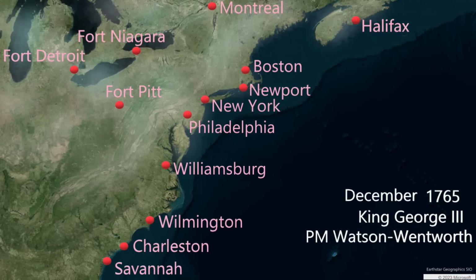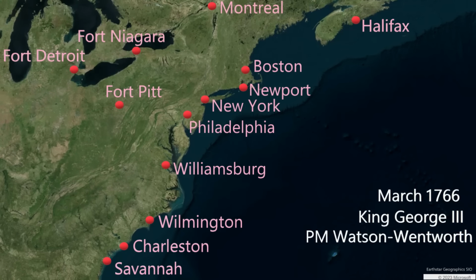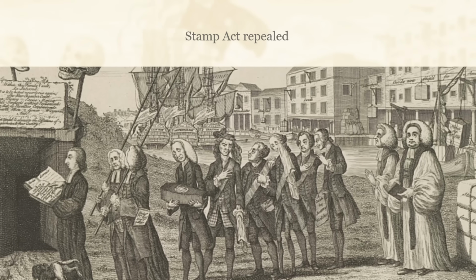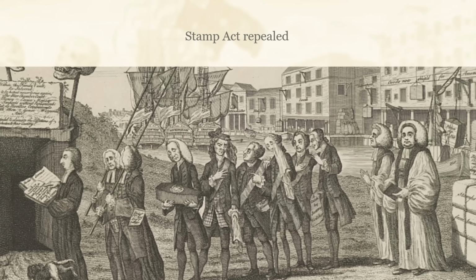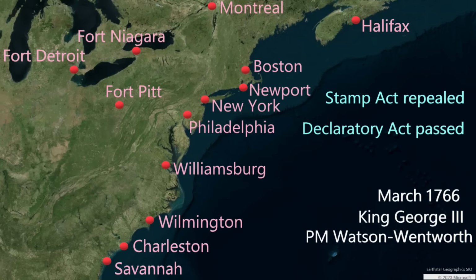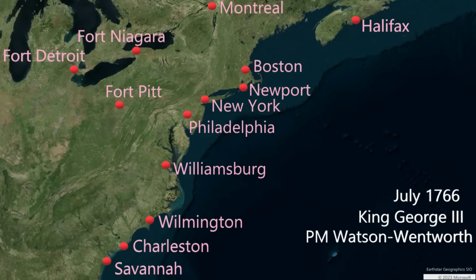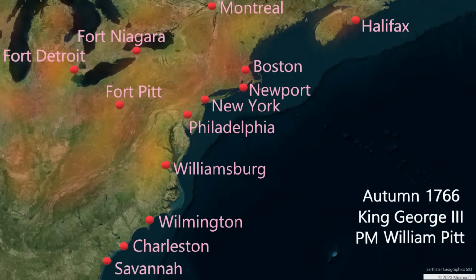1765 comes to an end. January 1766. The New York Assembly refuses to follow the Quartering Act, and the city will not house or supply redcoats. March 1766. Parliament hears the anger from America as well as from British merchants, and the Stamp Act is repealed. Taxes on molasses are also lowered. However, Charles Watson Wentworth, Marquis of Rockingham, passes a declaratory act which reaffirms the authority of Parliament. July 1766. William Pitt, Earl of Chatham, is now Prime Minister.